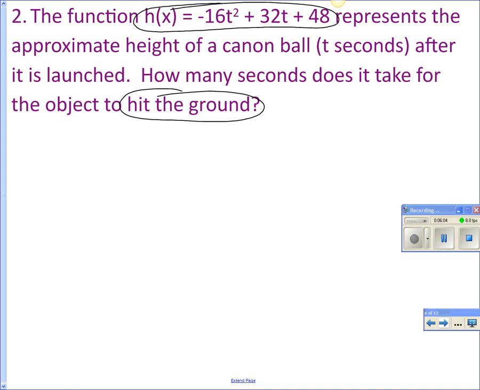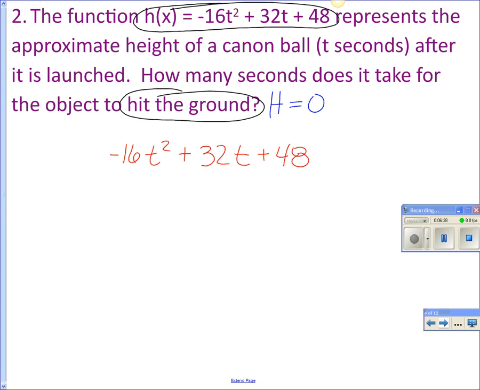What does hit the ground mean? The height is 0. So I'm going to write this on my paper: negative 16t squared, you can put x's if you want, plus 32t plus 48. It's got 3 parts, but I'm not going to kick out the 48 yet. What do I need to do first?